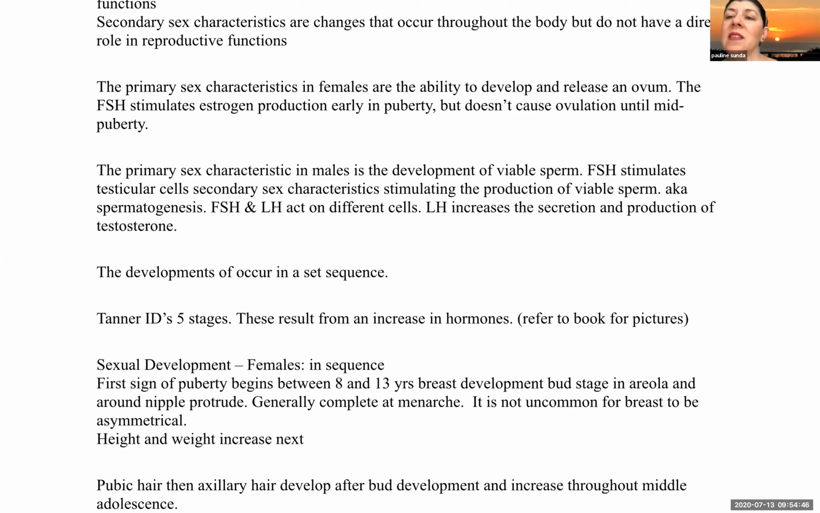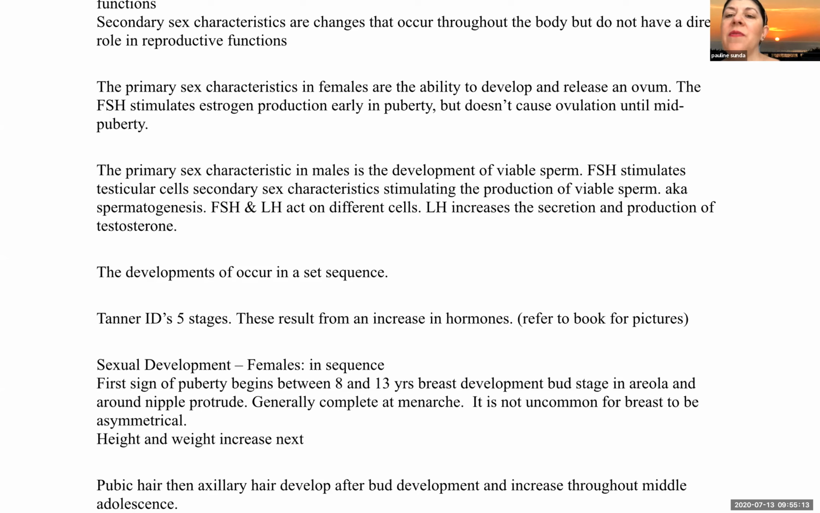The primary sex characteristic in males is the development of viable sperm. FSH stimulates testicular cells, stimulating the production of viable sperm, also known as spermatogenesis. FSH and LH act on different cells. LH increases the secretion and production of testosterone. The development occurs in a set sequence.